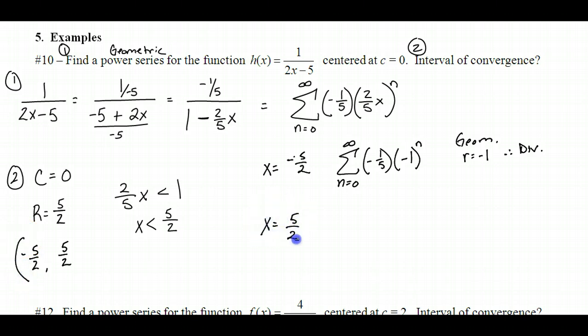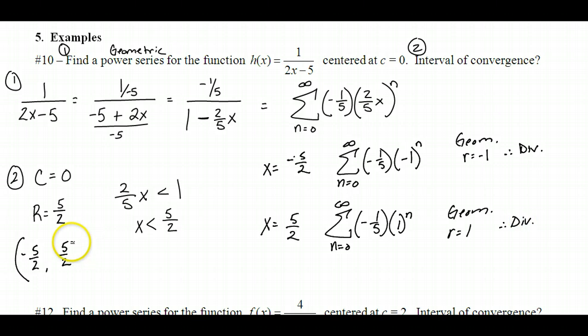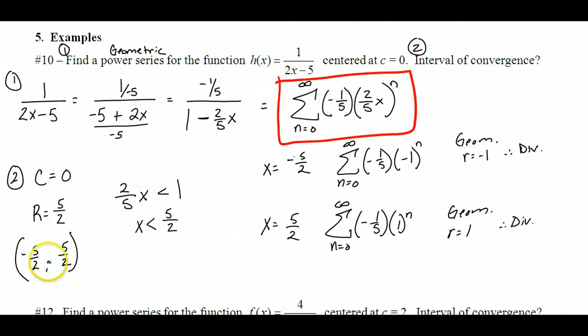If x is equal to the positive 5/2, summation from 0 to infinity, negative 1/5, plug in 5/2, 2/5 times 5/2 will give us 1 to the power of n. Believe it or not, this is geometric. Common ratio is equal to a positive 1, therefore diverges. We have parentheses. So our two answers: here is our geometric power series. Here is our interval of convergence.